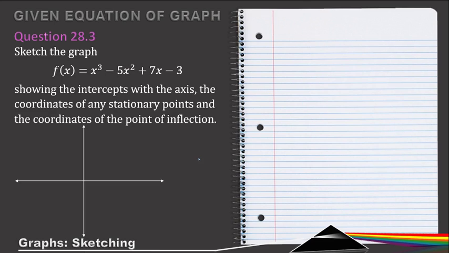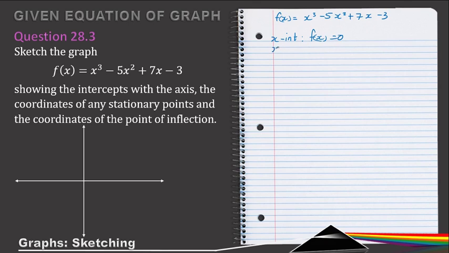Right, so for question 28.3, sketch the graph of f(x). We have f(x) equals x to the power 3 minus 5x squared plus 7x minus 3. First thing, we need our x-intercepts, and to do that we need to put f(x) equal to 0 and solve, or y equal to 0 and solve.